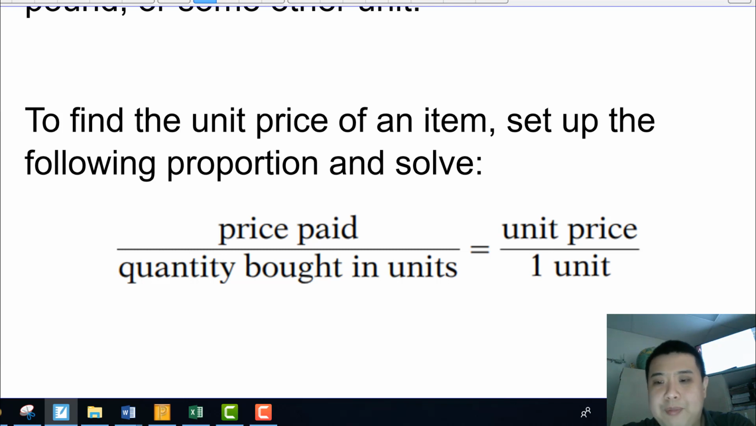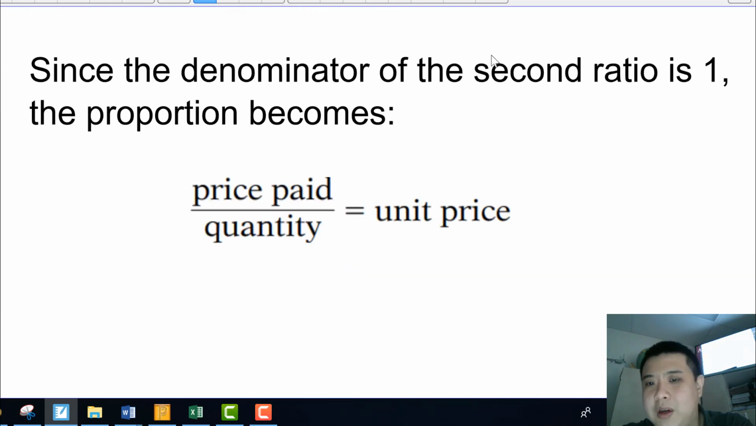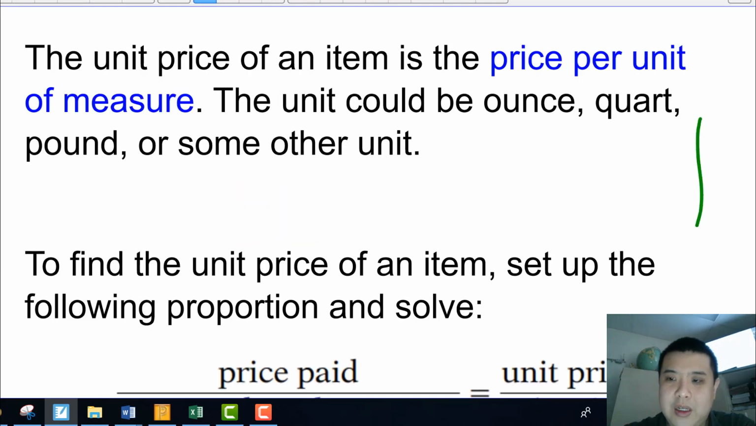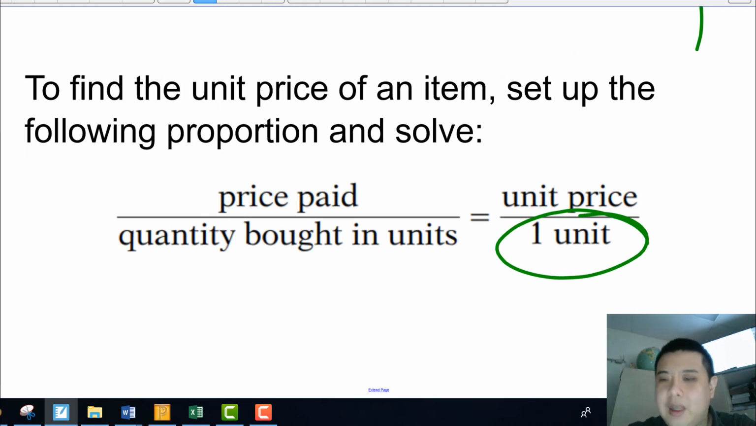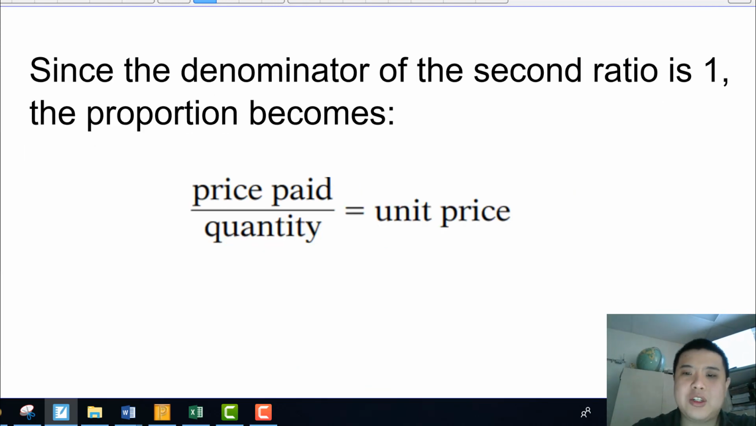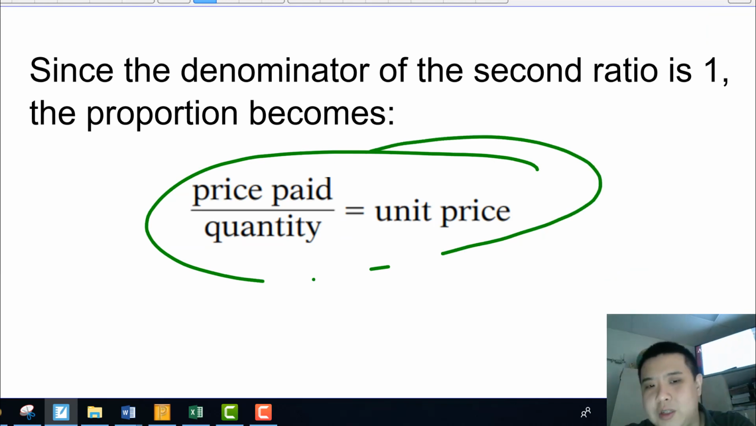Okay? But since the denominator of the second ratio is 1, as we can see, right here, 1, okay, anything divided by 1 is just itself. So therefore, the actual equation is price paid over quantity is the unit price. Okay. So let's try to figure this out.